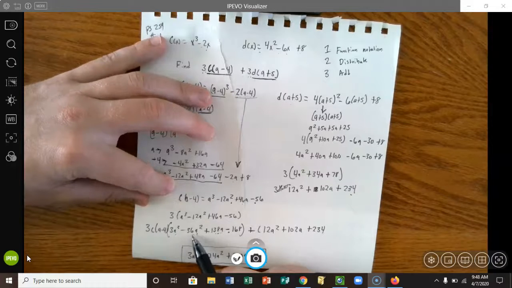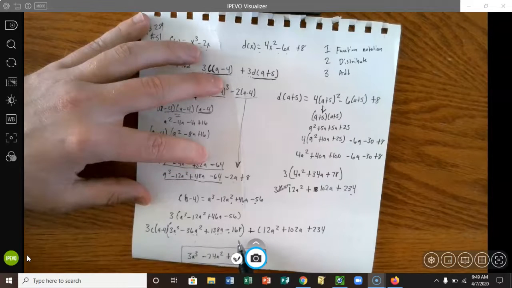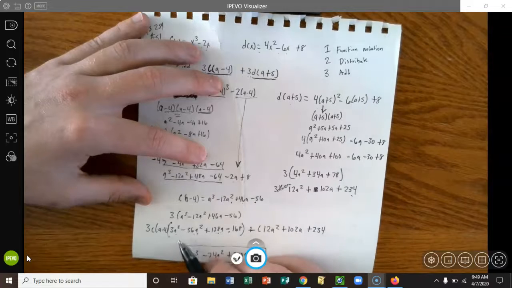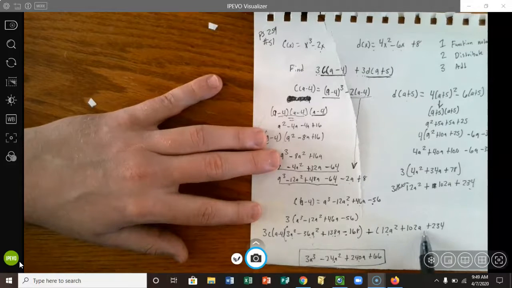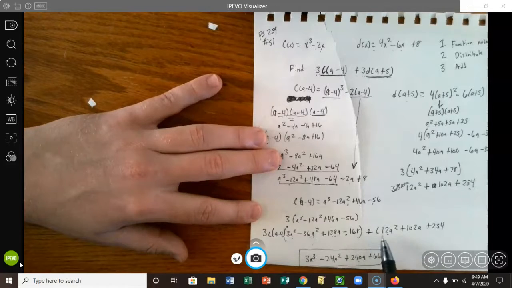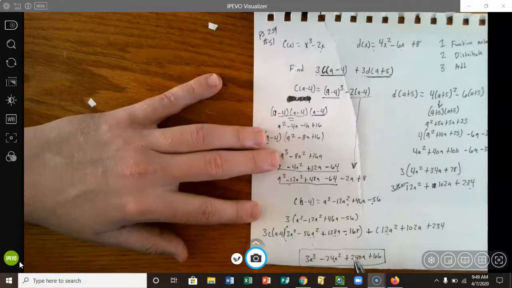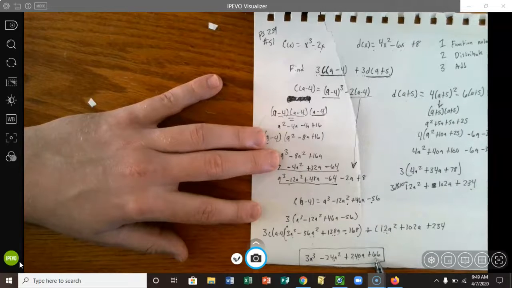So now that we have the answers for 3c of a minus 4 and 3d of a plus 5, we can take care of our final step and do the addition, where we're just combining like terms. So we have 3a cubed, which has no other a cubed term in our second equation, so that is going to be left. Negative 36a squared is going to get combined with 12a squared, plus 138a gets combined with plus 102a to make 240a, and then negative 168 plus 234 gives us a positive 66.